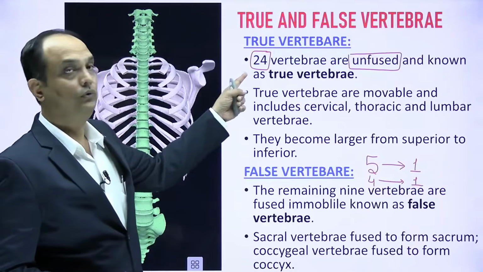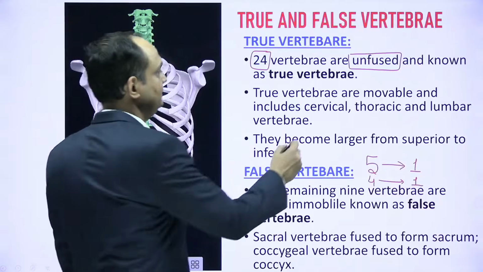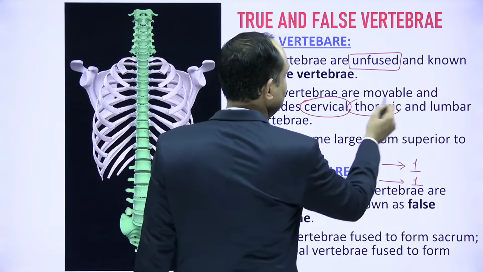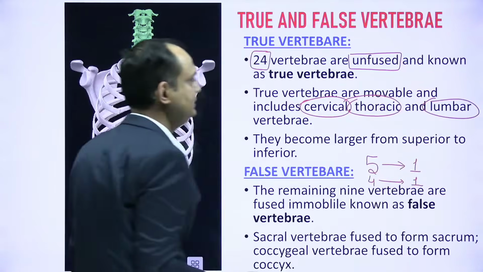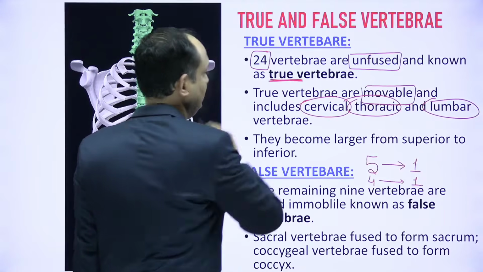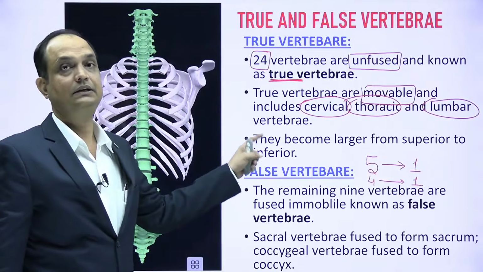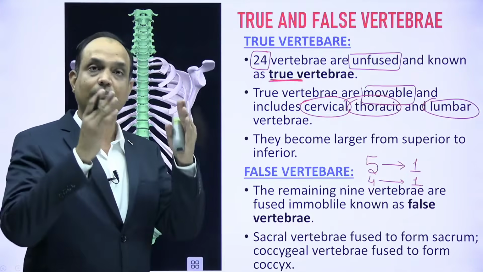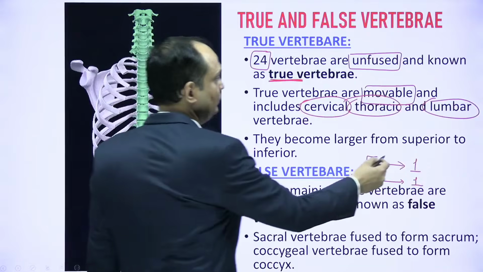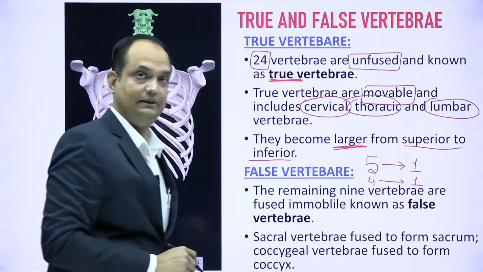So the true vertebrae are the upper 24 vertebrae, which include the cervical, thoracic and lumbar vertebrae, and they are mobile and are known as true vertebrae. Another important thing is that the true vertebrae increase in size from above downward. So when you go from superior to inferior, the size keeps increasing.